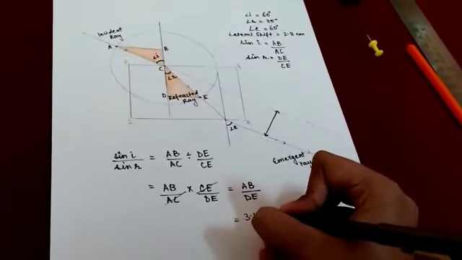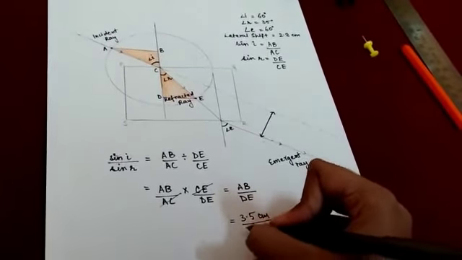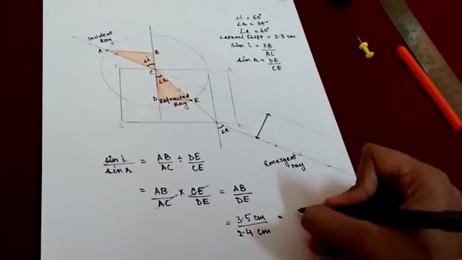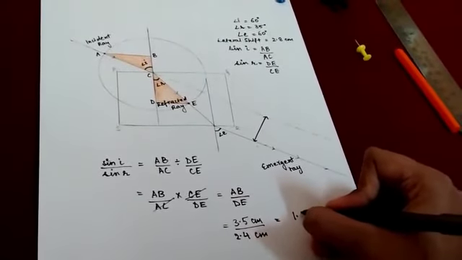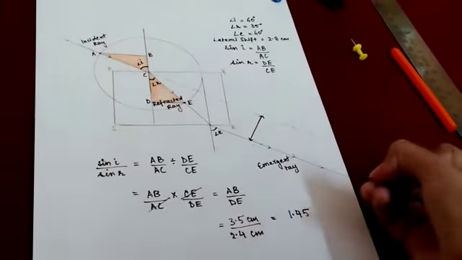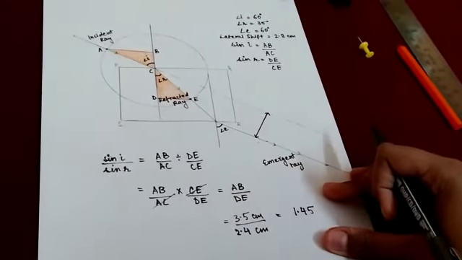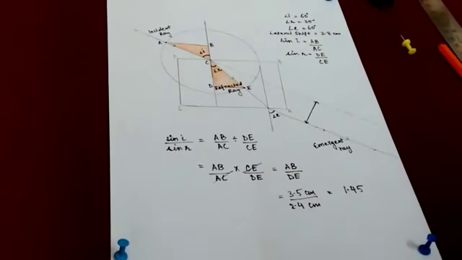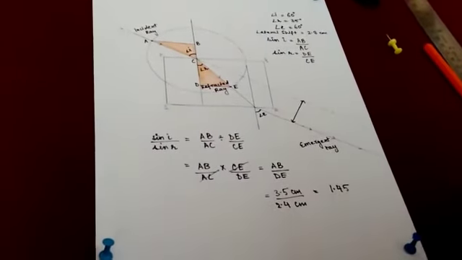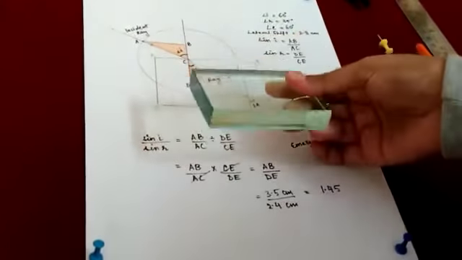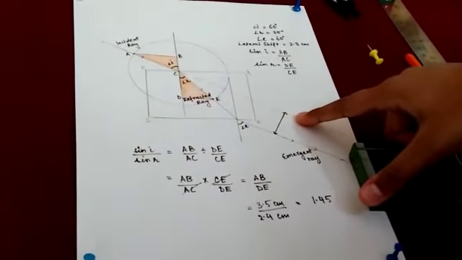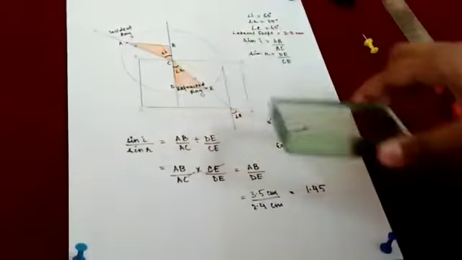So 3.5 centimeter upon 2.4 centimeter comes out to be 1.45 and it has no unit. So from here we can conclude that the refractive index of glass with respect to air is 1.45. That's it. So this is how we can calculate the refractive index of this rectangular glass slab and also the lateral shift when there is a ray of light passing through this glass slab. So thank you.